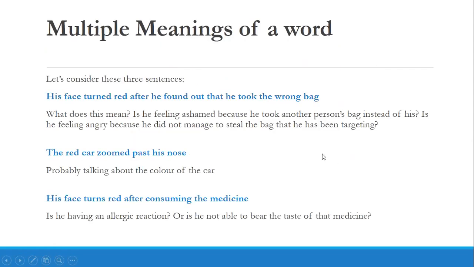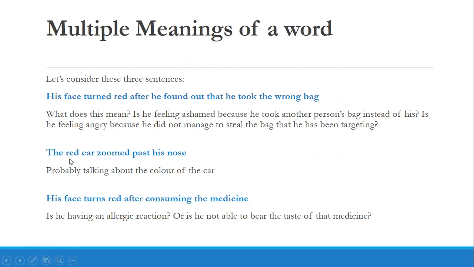Now, when we see the next scenario, multiple meanings of a word. Let us consider these 3 sentences. His face turned red after he found out that he took the wrong bag. What does this mean? Is he feeling ashamed because he took another person's bag instead of his? Is he feeling angry because he did not manage to steal the bag that he has been targeting?